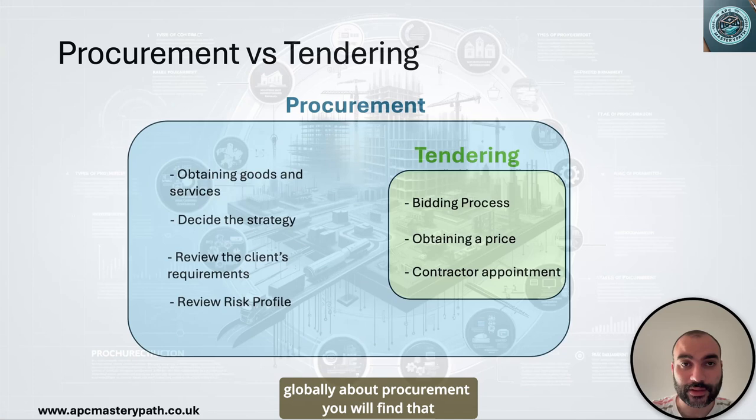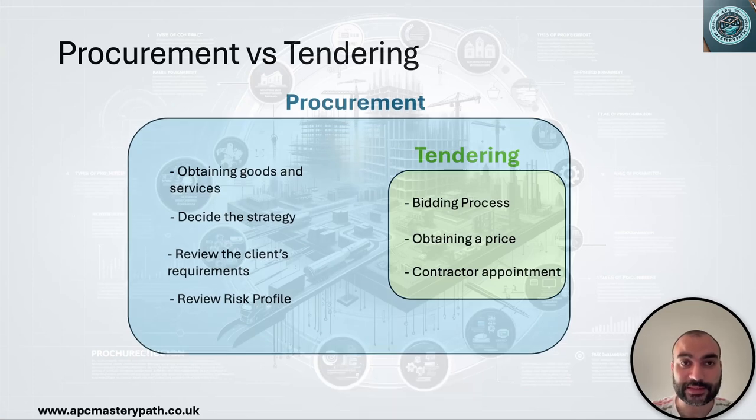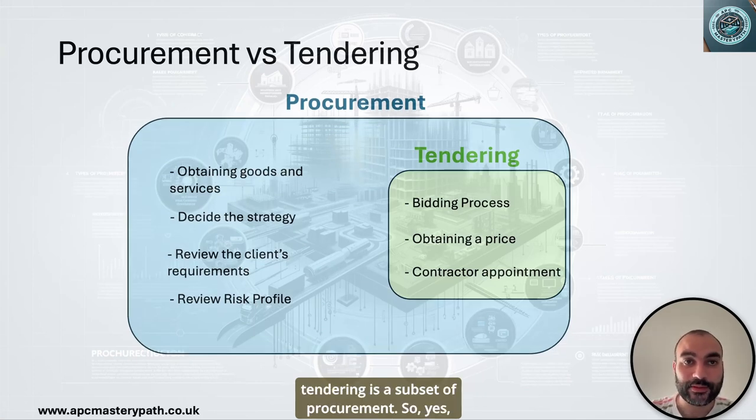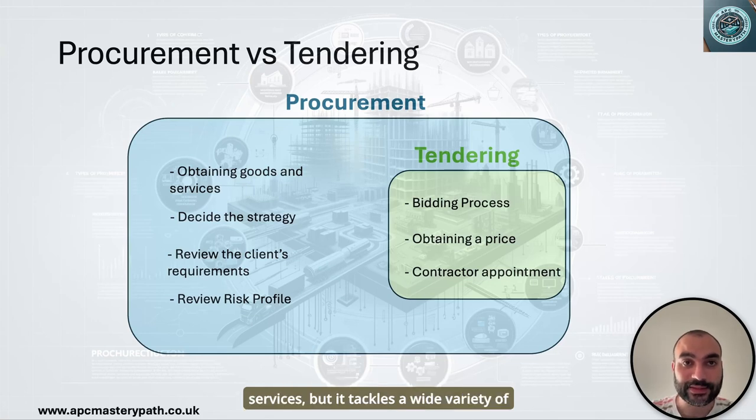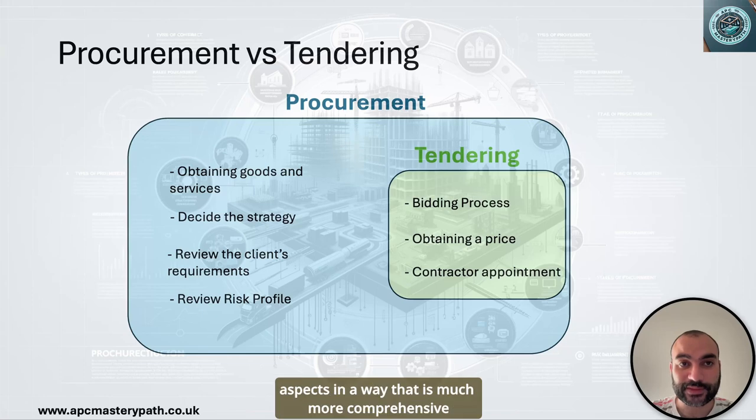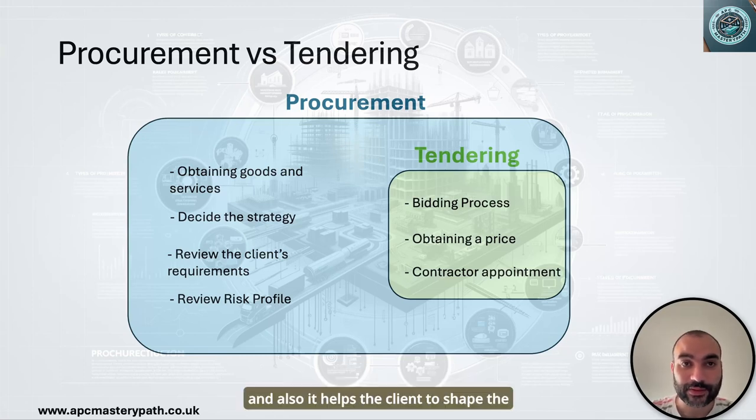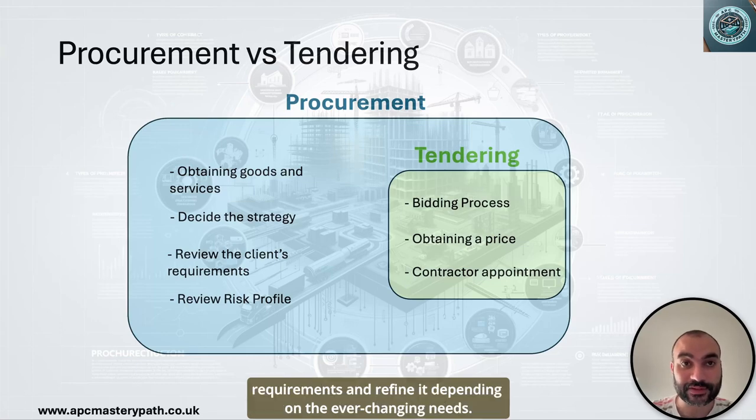But when you think globally about procurement, you will find that tendering is a subset of procurement. So yes, procurement is all about obtaining goods and services, but it tackles a wide variety of aspects in a way that is much more comprehensive than tendering. So it tackles the client's strategy, it tackles the client's risk profile, and also it helps the client to shape the requirements and refine them depending on the ever-changing needs.